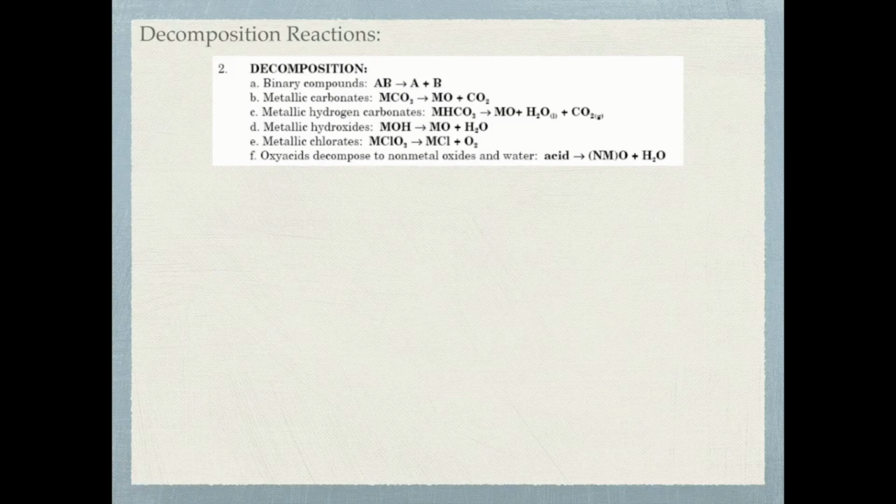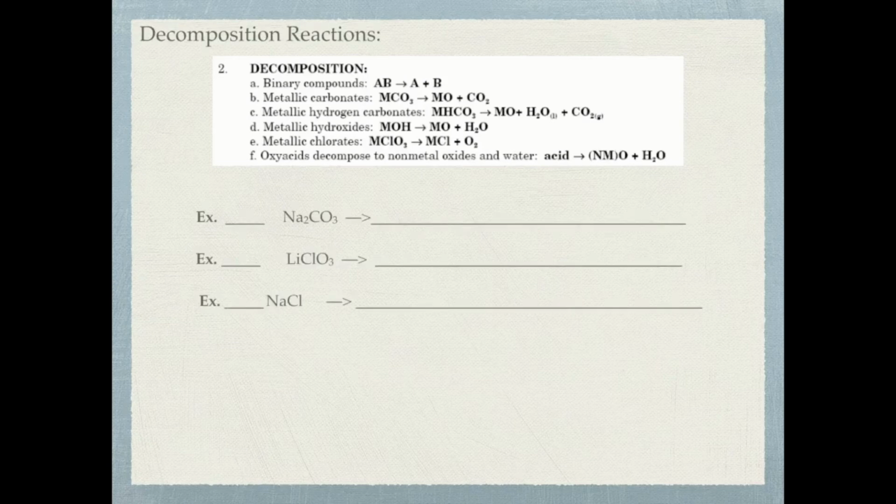So MCO3 for 2B you should highlight, because if you're going to create that compound you need to cross your charges. MO, highlight. MHCO3 in 2C, highlight. MO, highlight. MOH in 2D, highlight. MO, highlight. MClO3, highlight. MCl, highlight. So those are the ones that when you're trying to create the compounds you need to cross your charges. Okay? Now there are a lot of different reactions. I'm not going to do each of them, but I'm going to show you 3 examples.